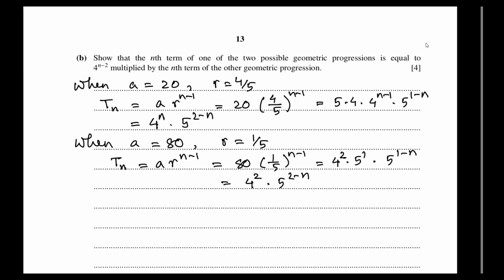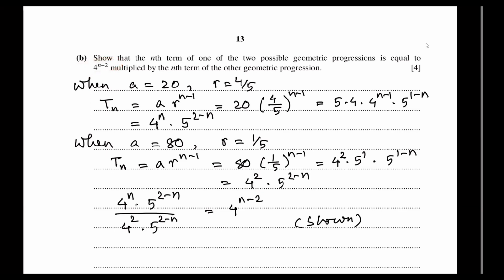So if you divide, let's name it the general term of the first sequence, divided by the general term of the second sequence, to get the ratio, which is 4 to the power n minus 2. That's what you have to show here. That's part B. That's the ratio.